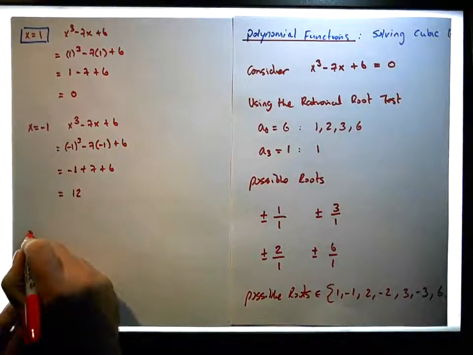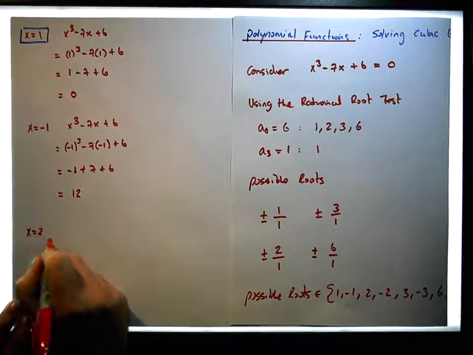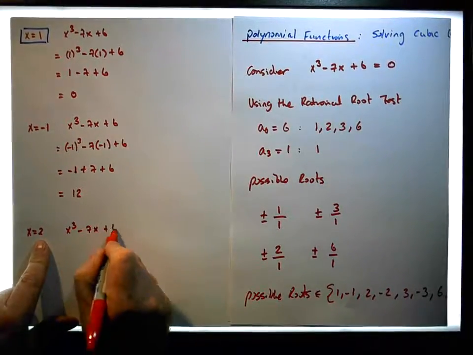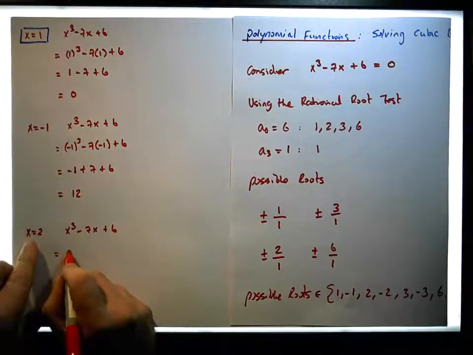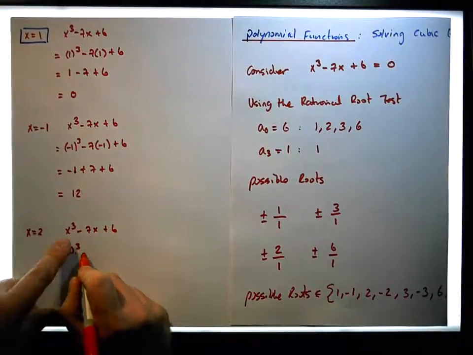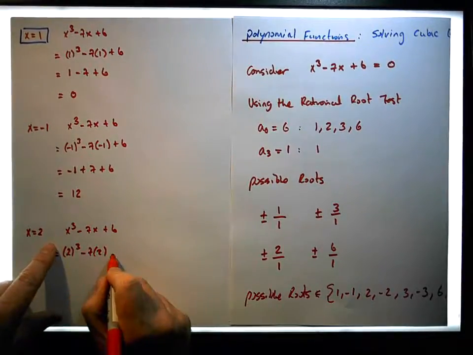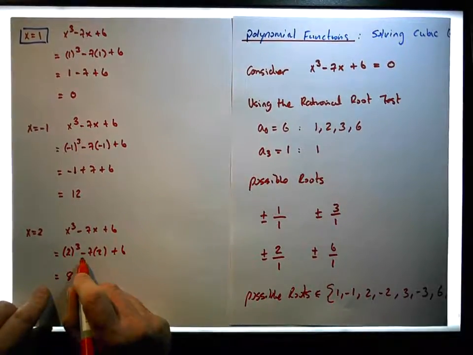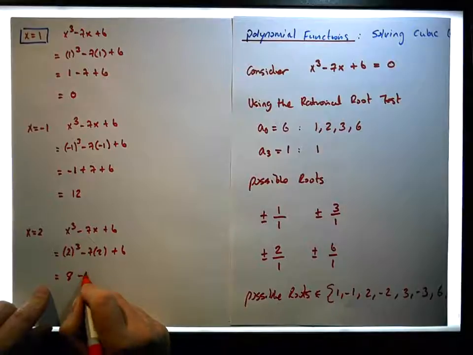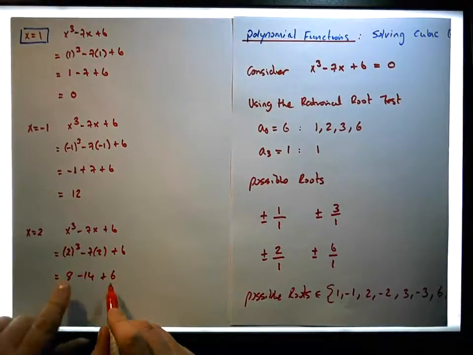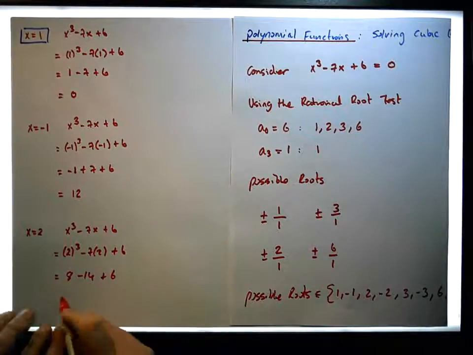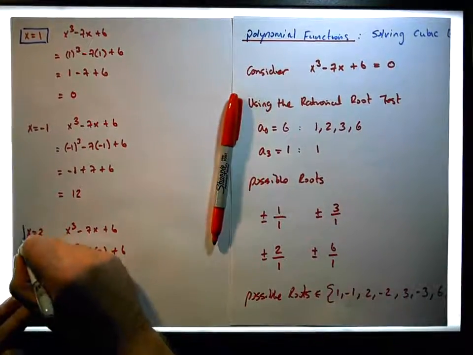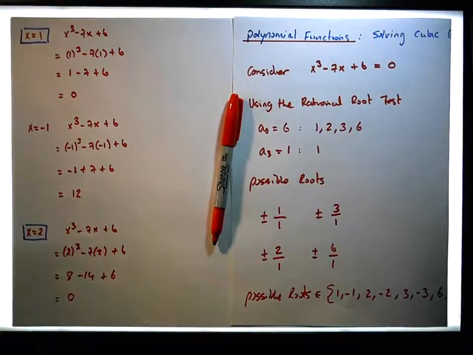What about x is equal to 2? Now what we're going to have from x cubed minus 7x plus 6 is 2 cubed minus 7 times 2 plus 6. 2 cubed is 8. Minus 7 times 2 gives us minus 14, plus 6. You can see that we have a positive 14 here and a negative, so that's equal to 0. So we've just found a second root of this polynomial.